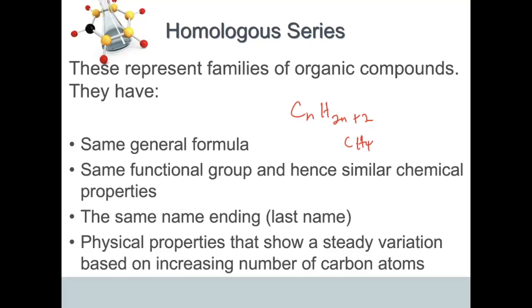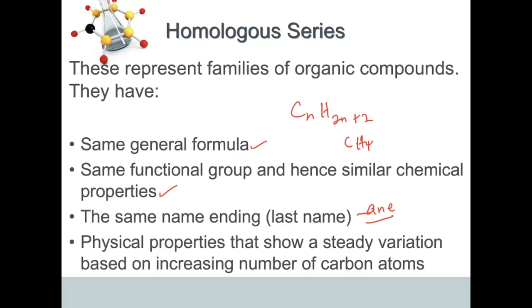They also have the same functional group, and as a result, similar chemical properties. They have the same name ending, or what we call the last name. So all the alkanes end in -ane. All the alkenes end in -ene. All the alcohols end in -ol, and all the organic acids end in -anoic acid. That's how it works. And then the physical properties show a steady variation based on increasing number of carbon atoms.